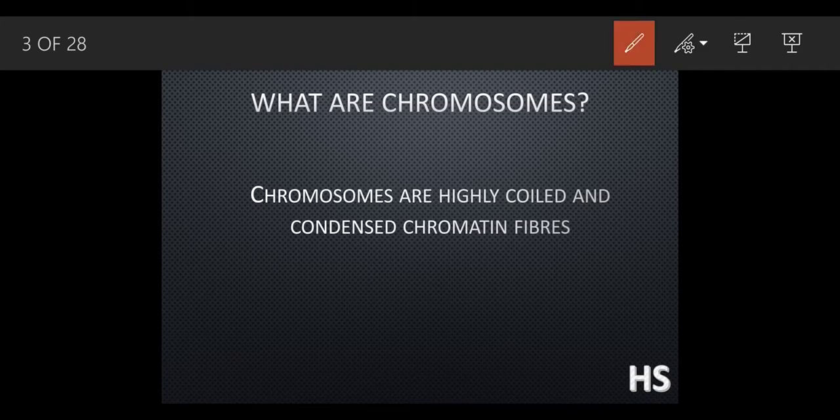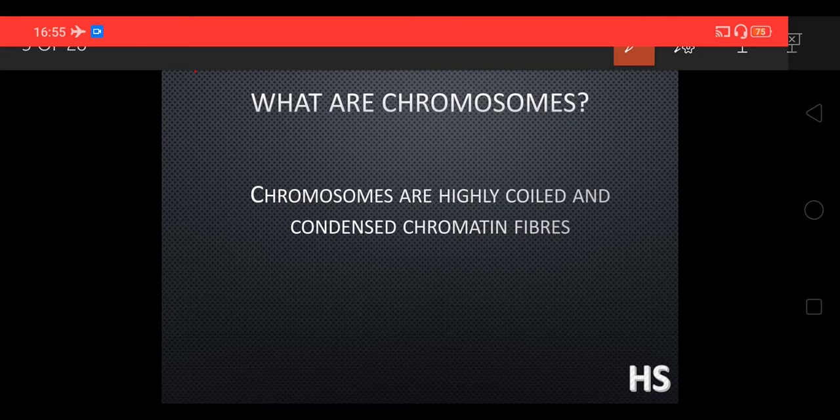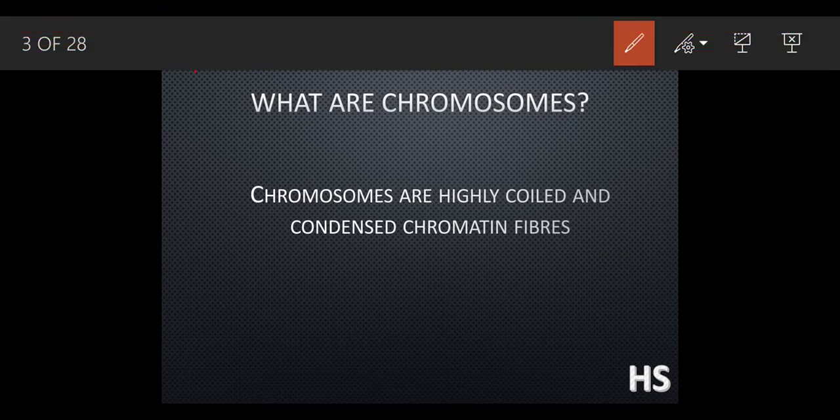Let's understand what we mean by the term chromosomes. Chromosomes are highly coiled and condensed chromatin fibers. The word chromosome: chromo means colored and some means body, colored body. These chromosomes get readily picked up by certain dyes and get color, so that is why we have given the name chromosomes. A dye is something which helps to impart color.